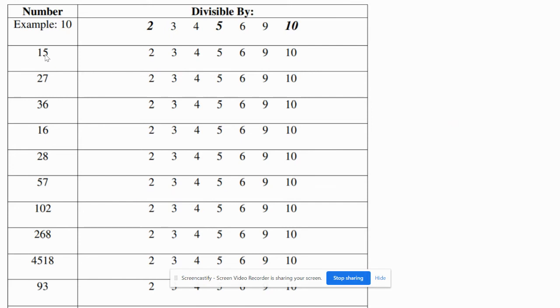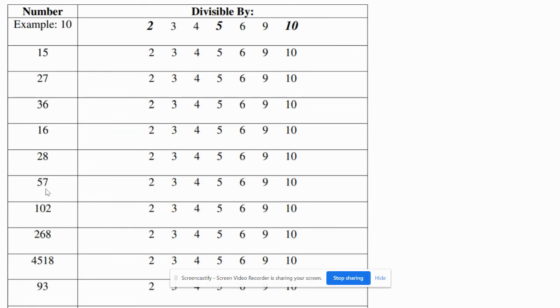So let's look at 15. We can already go ahead and check off that it's divisible by 5 because it ends with a 5. So now let's check to see if it's divisible by 2. It's not, because it's not even. 5 plus 1 is 6. Is 6 divisible by 3? It is. So we also know that 15 is divisible by 3. It wasn't divisible by 2, so it's not going to be divisible by 6. Its sum is not divisible by 9, and it doesn't end in a 0, so it's not going to be divisible by 10. Let's do one more example.